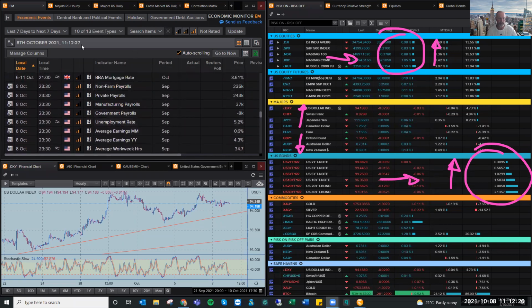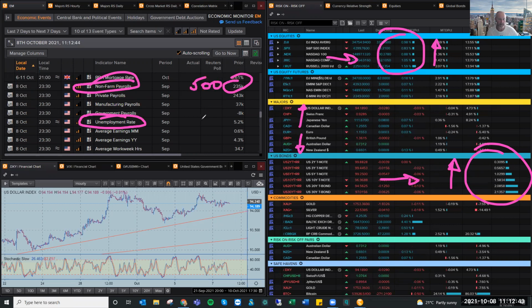So this is a pretty simple approach to the market today. The whole idea is stronger non-farm payrolls. We circle these ones and the unemployment rate. These are the two key things that you need to be looking at. That's what the market will move on. So the forecast for the payrolls is 500 and the rate 5.1.